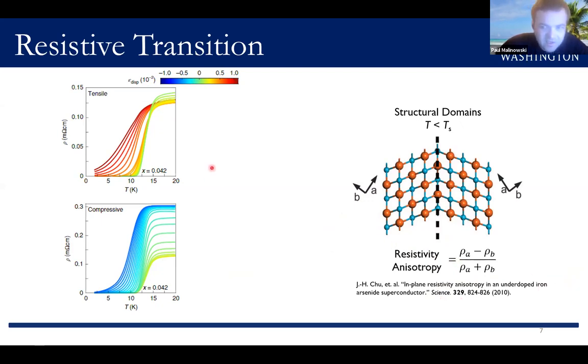And then for higher values of strain, so that would be the red or blue curves, the crystal is fully detwinned and begins to distort microscopically. And then we observe the superconducting transition to be rapidly suppressed.